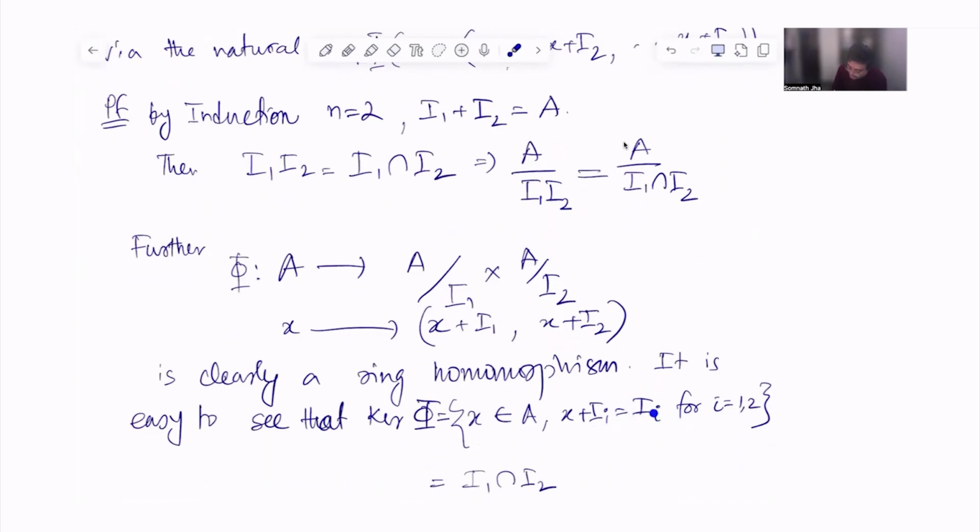So x belongs to I1 and x belongs to I2. So x belongs to I1 intersection I2. So if something is in the kernel, then it is in I1 intersection I2. So you can say this kernel is contained inside this.